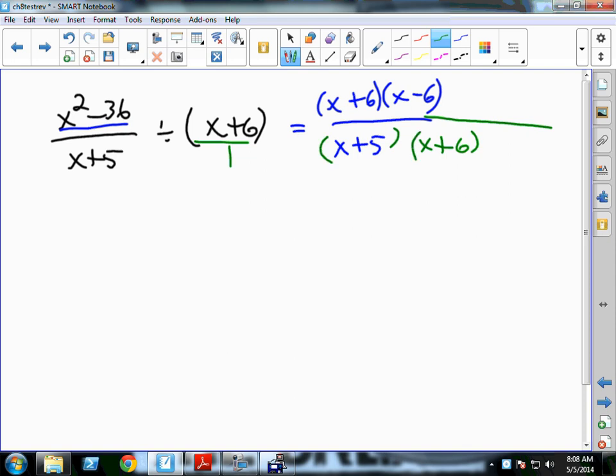So does anything cancel? x plus 6, yeah. x plus 6 cancels x plus 6. So on this one, our final answer is x minus 6 over x plus 5. These really aren't that bad if you know how to factor and if you know how to divide fractions, right? Okay.